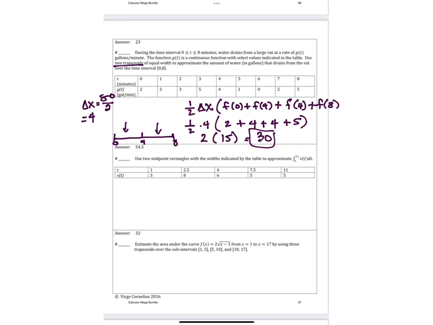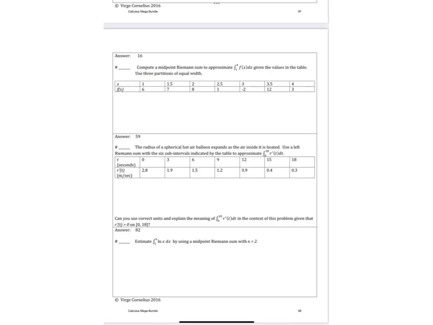Yes. Okay, so go to page 98 on the bottom. It says page 98 on the bottom. And it's going to be the top one on page 98. Answer 16. This is not number 16. I'm not going to tell you what number it is. I just want to work this one with you. This says compute a midpoint Riemann sum to approximate the integral from 1 to 4 of f of x dx given these values in the table, use 3 partitions of equal width.